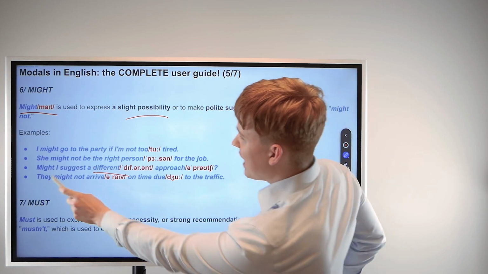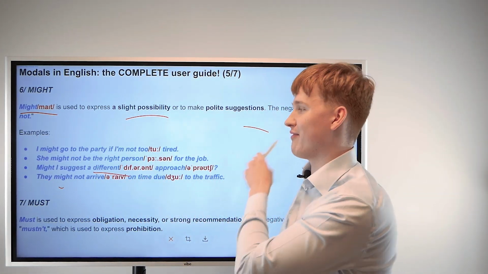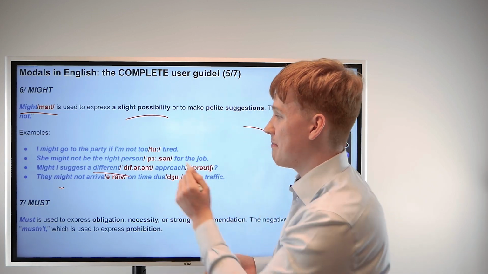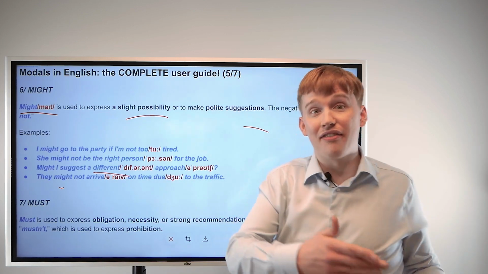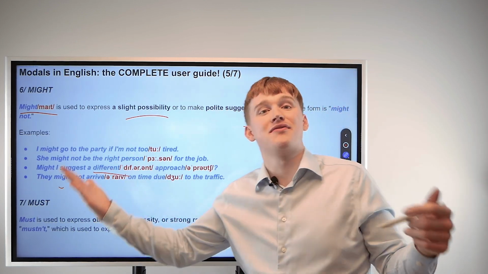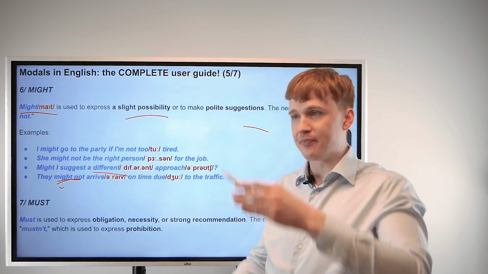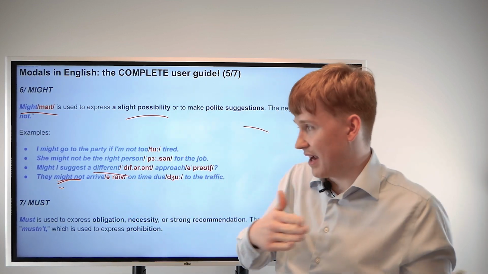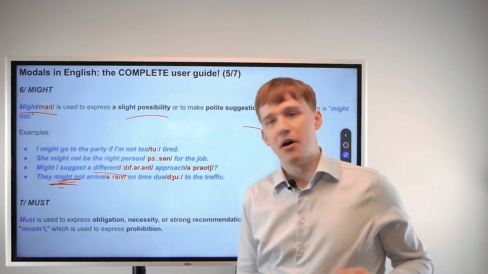They might not arrive on time due to the traffic. So there's a possibility that they may not be on time, and the reason for that could be because of the traffic. So it's kind of stating a possibility there. Like, there's a possibility that it may not, there's a possibility that it may. It might not arrive. Perfect.